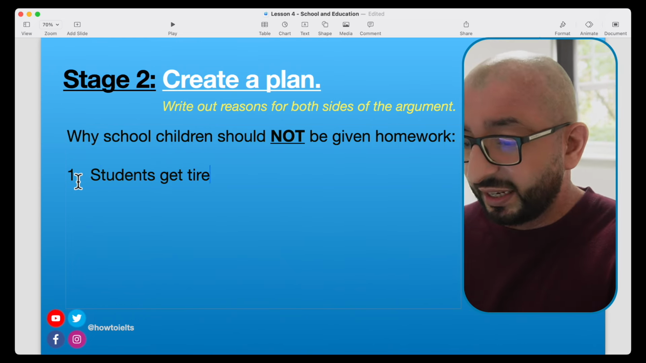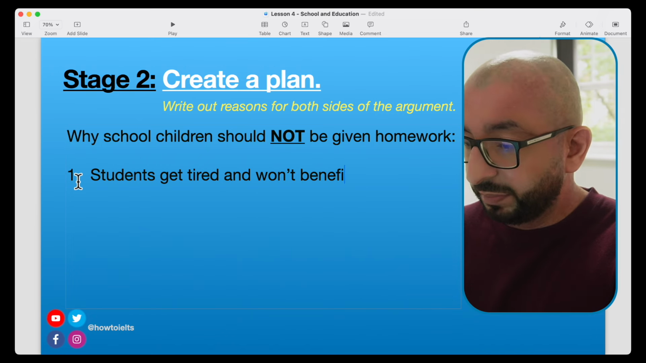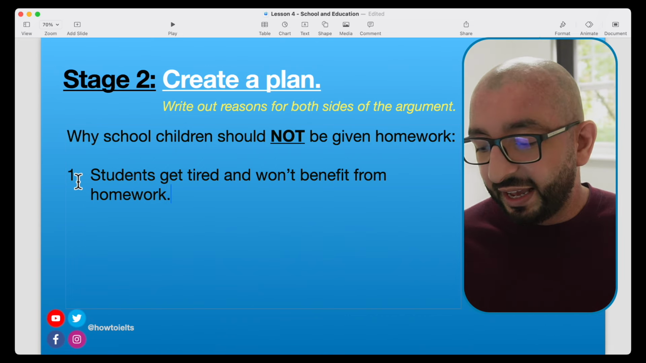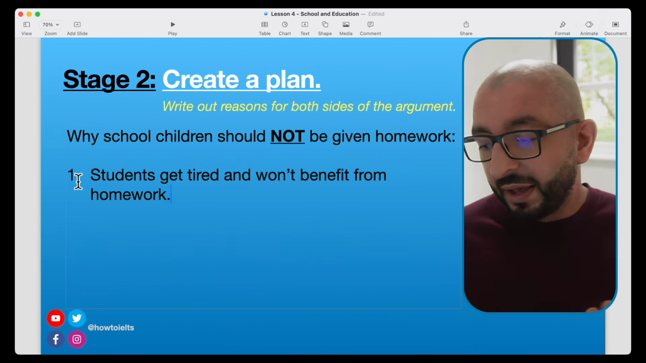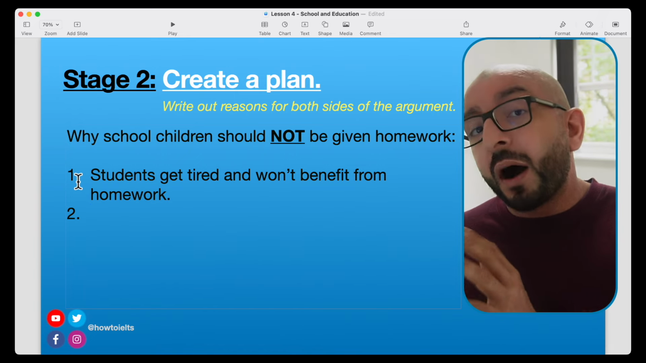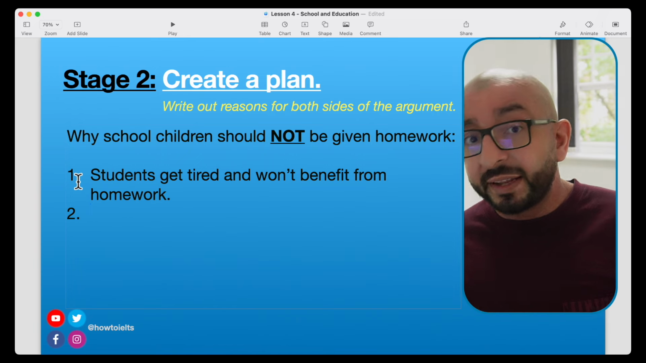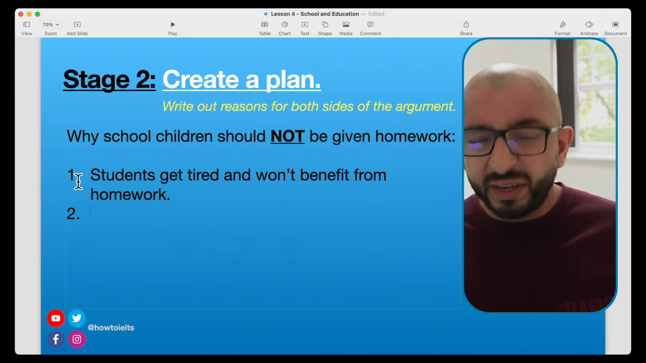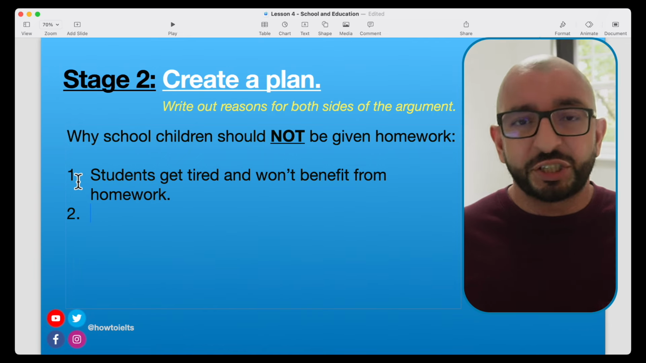Students get tired and won't benefit from homework. Now, notice how I'm writing in note form. And the reason for that is that nobody will check the plan. You don't get marks for your plan. The plan is just for you, okay? Now, you might be thinking, well, if nobody's marking the plan, why should I do it?